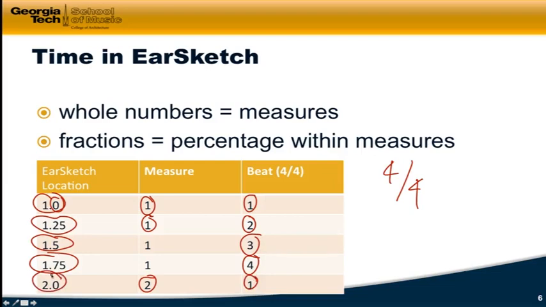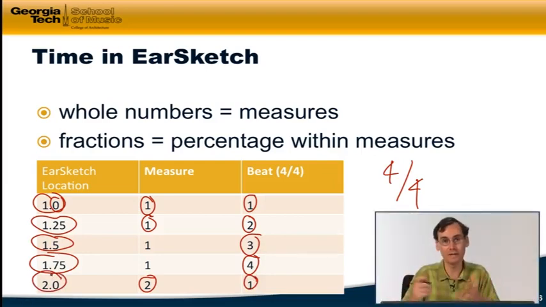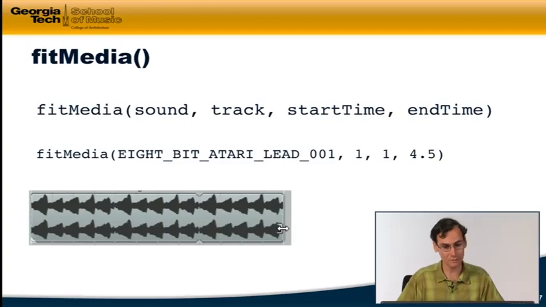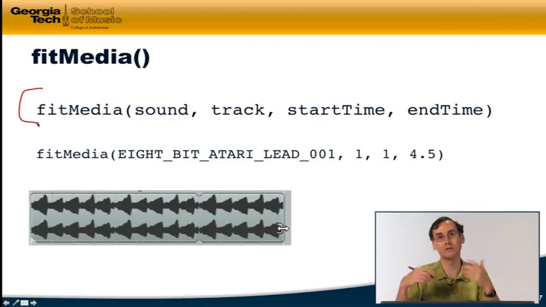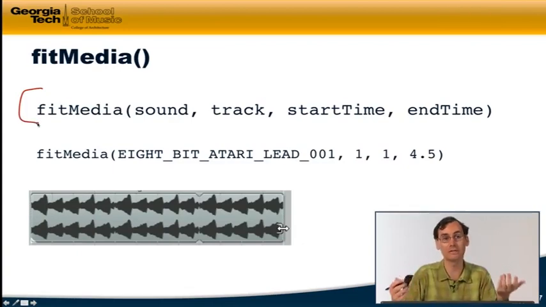So it's fairly intuitive to figure out any location you want, and you're obviously not restricted to just the beginnings of beats. You can put things at arbitrary locations, but if you're in 4-4 time and you want to do just on the beats, it's always 0.0, 0.25, 0.5, and 0.75. So now that we've looked at time and sounds in your sketch, we're ready to take this function definition and actually write something specific.